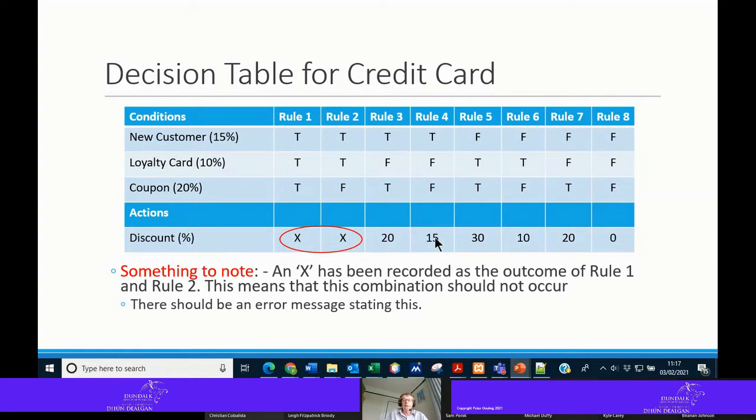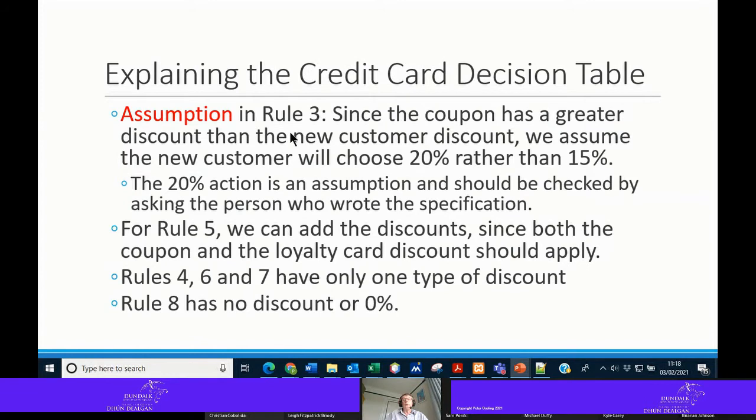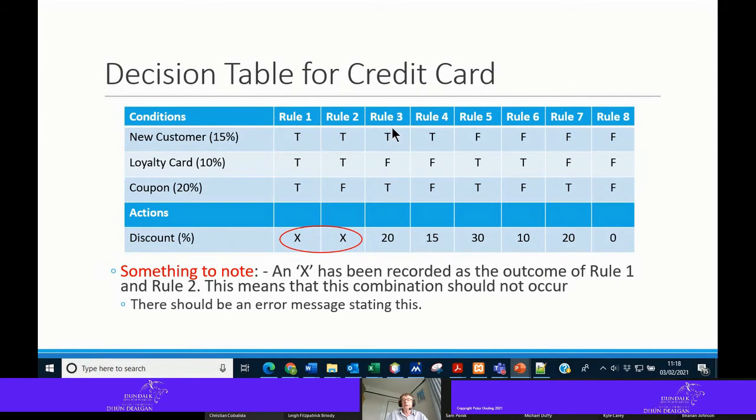The discount then is the amount of discount that's been stated. So in rule 3, these are assumptions. The coupon has a greater discount than the new customer discount, so we assume the new customer will choose 20 rather than 15. Here you've got the possibility of 20 or 15: 15 for a new customer, 20 for a coupon. So in this case, you would assume they will go for the 20.